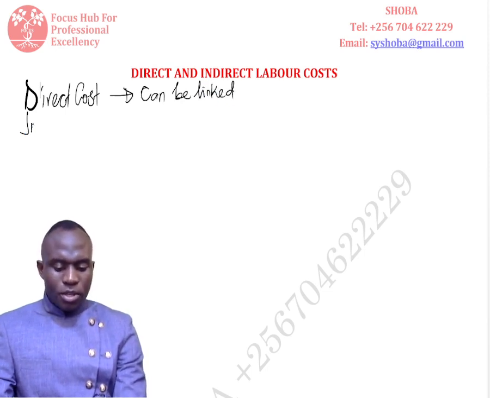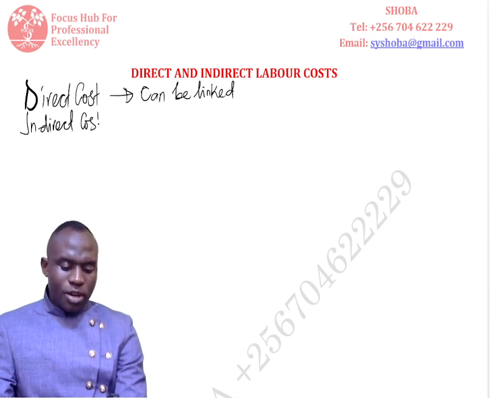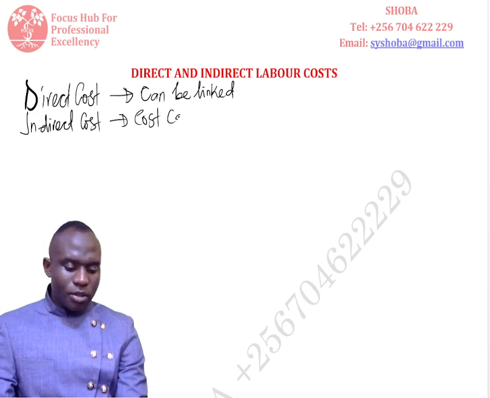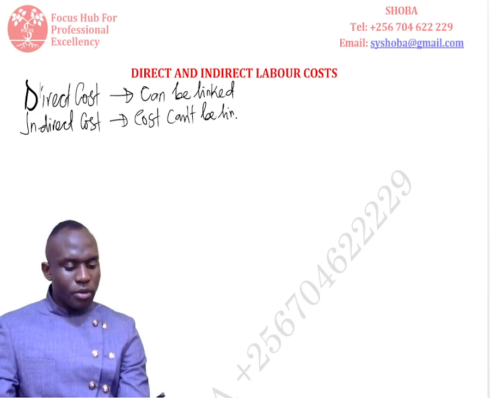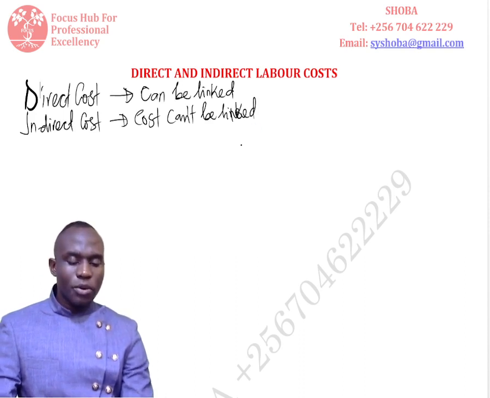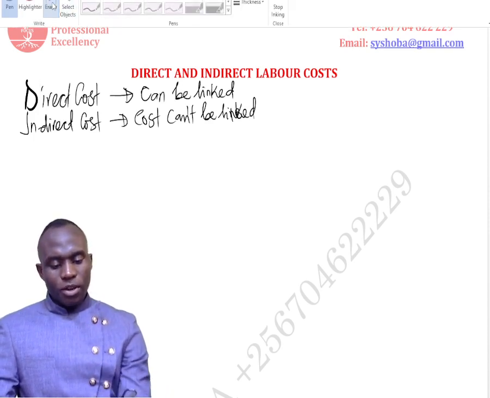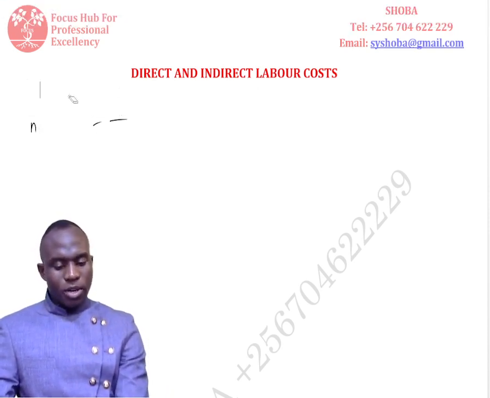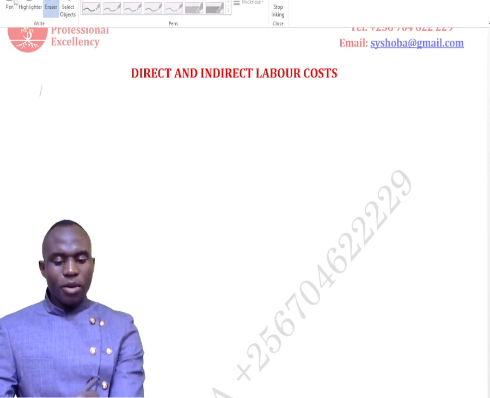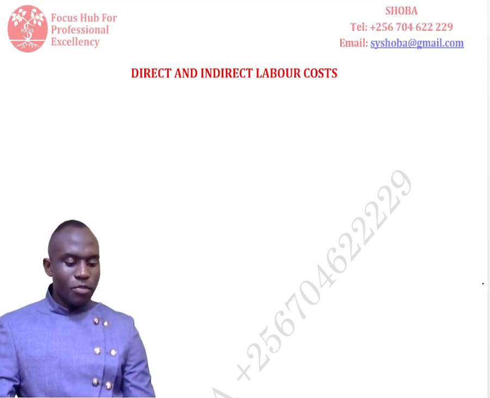Then the opposite is indirect cost. And indirect cost, the cost can't be linked to one unit of a product. Okay. Now we need to find out what is the total direct labor cost and what is the total indirect labor cost. So I'm giving you formulas.